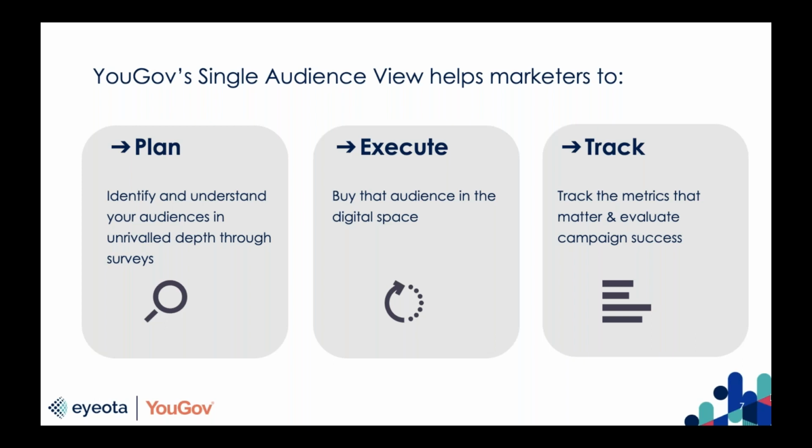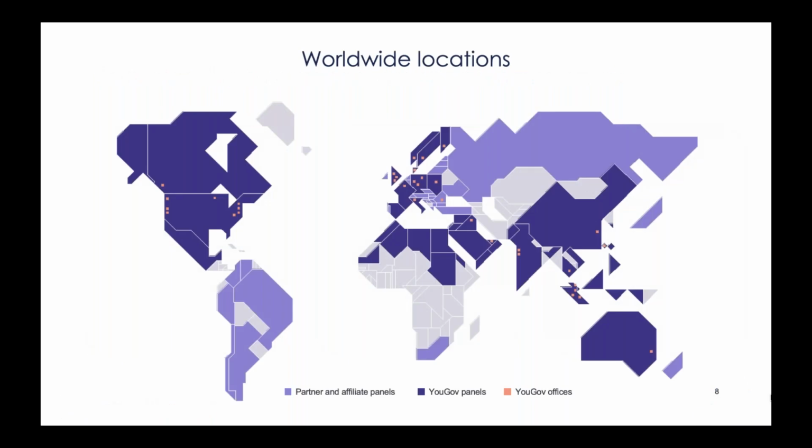In many cases, we still see that clients are doing this using multiple data sources along this process, which often leads to a lot of waste when media target groups are a lot broader than the initially planned audiences, and success is measured within yet another proxy. All of this is possible worldwide. As you can see here, YouGov has its own panels, but also partner and affiliate panels globally. So we enable clients to really use this data for international work as well.